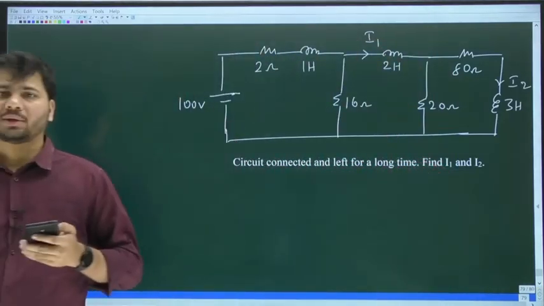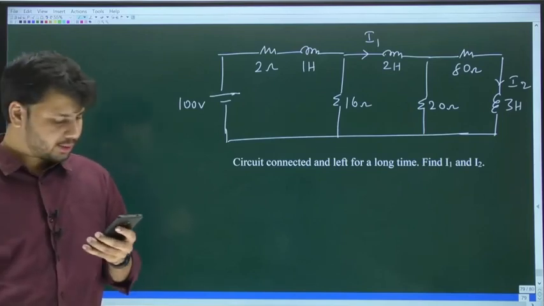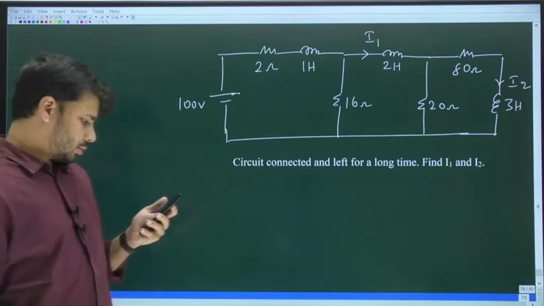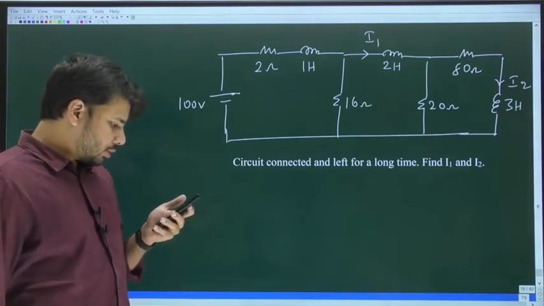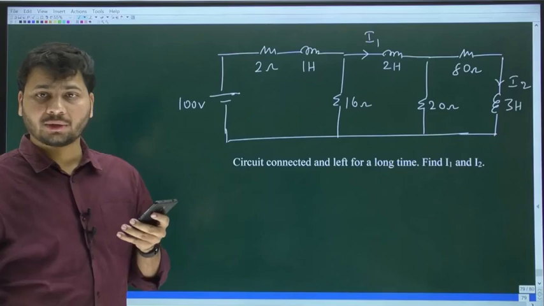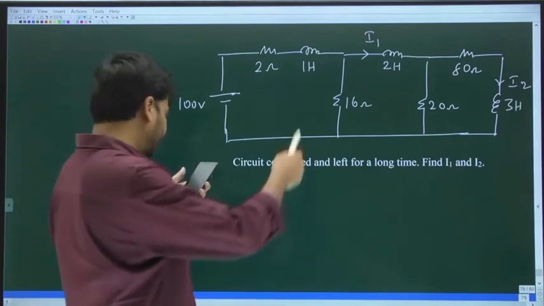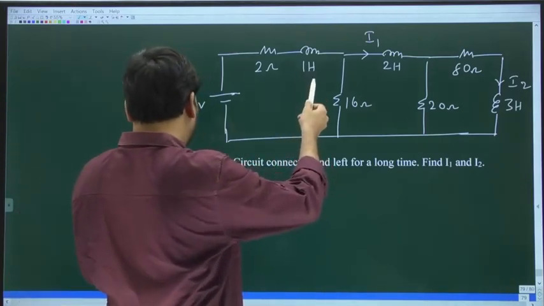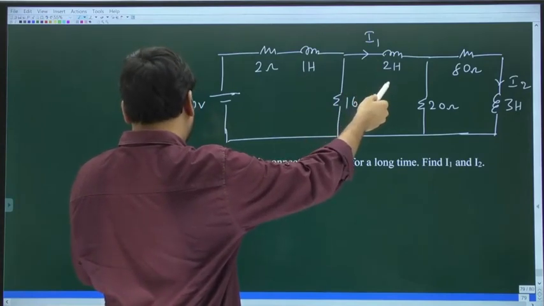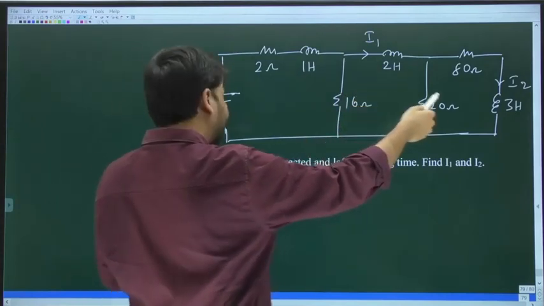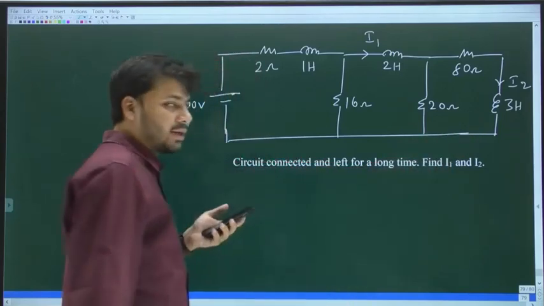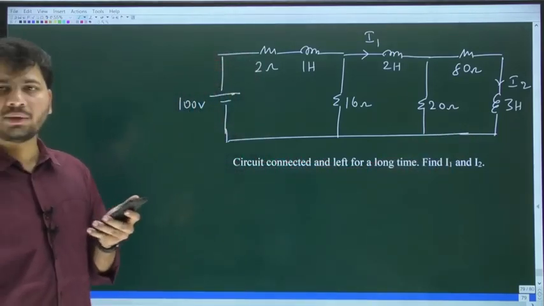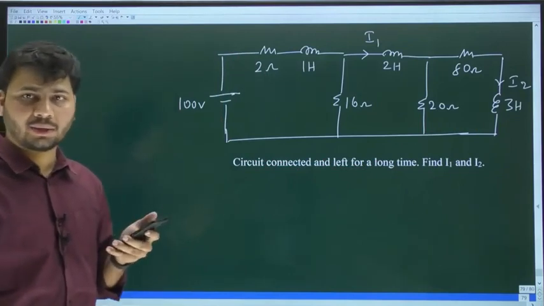Look at the next circuit. Again, this circuit contains plenty of energy storage elements, okay? In fact, the first inductor, 1 Henry. Then we have the 2 Henry coil, which is the second inductor. We also have the 3 Henry coil, which is the third inductor. So how many energy storage elements are there in this circuit? There are 3 energy storage elements.